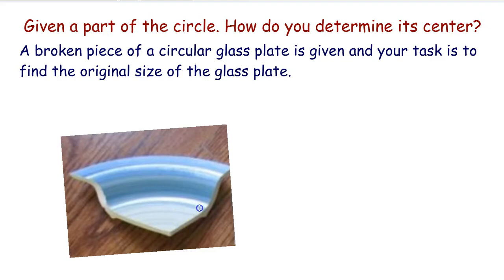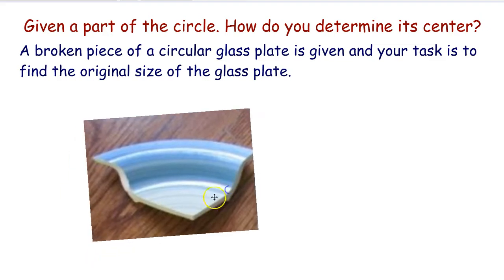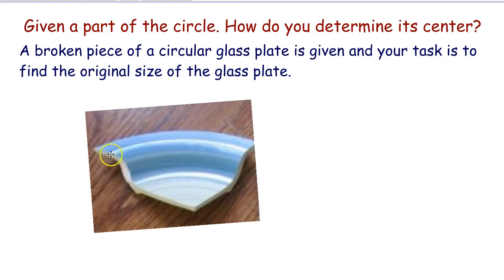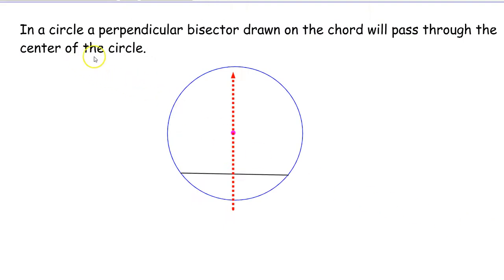So here, this is the glass plate, alright, and it's in fact a small piece out of the whole of a big glass plate, right? And you see an arc here, that's a part of a circle. So having known that part of a circle, how do you find its center? And what is the original size of this glass plate? We have to find.